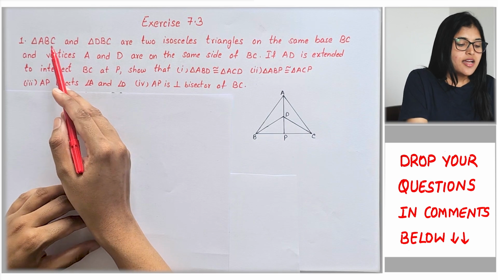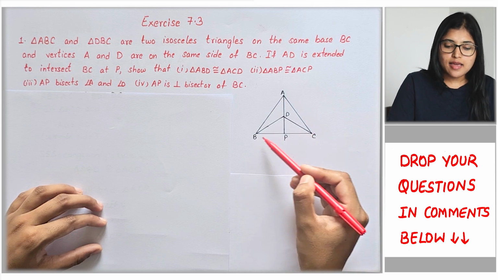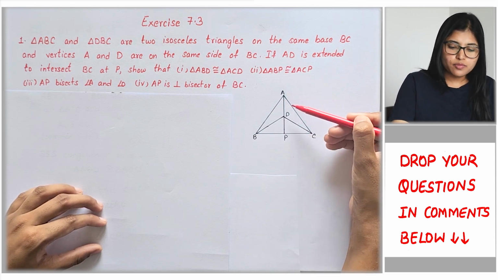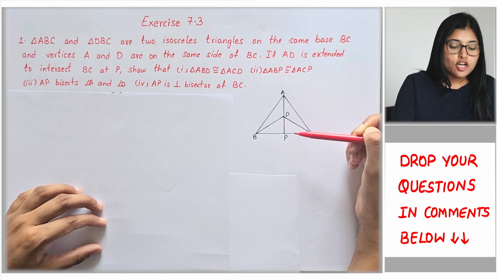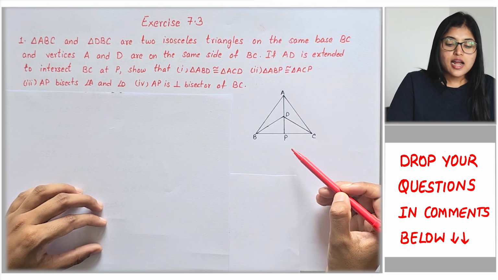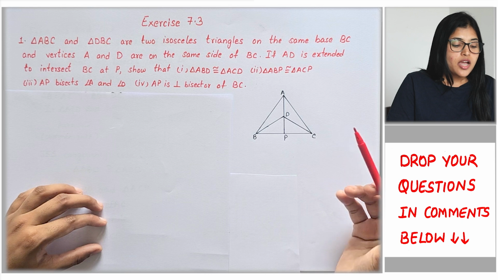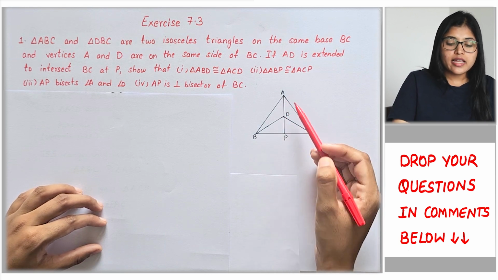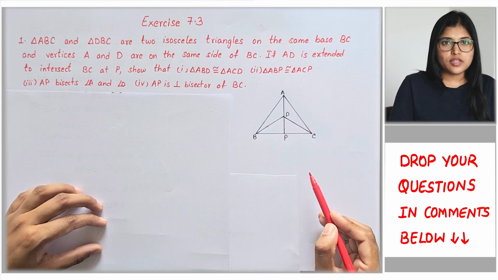The first question says triangle ABC and triangle DBC are two isosceles triangles on the same base BC, and vertices A and D are on the same side of BC. If AD is extended to intersect BC at P, show that triangle ABD is congruent to triangle ACD, and triangle ABP is congruent to triangle ACP, and also show that AP bisects angle A and angle D, and AP is also a perpendicular bisector of BC. Let's start solving this question.